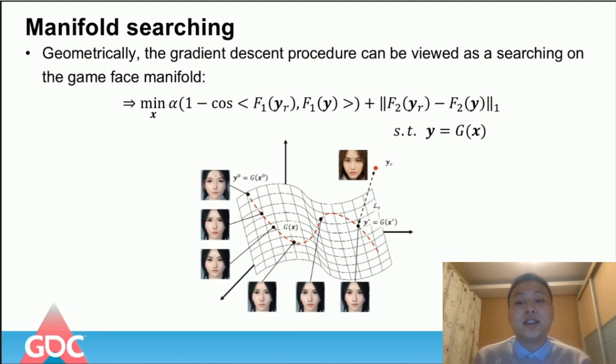Geometrically, the imitator Gx is a low-dimensional manifold in the high-dimensional image space, so the gradient descent procedure of solving the facial parameters can be viewed as searching for the nearest point to the input image, measured by the defined facial similarity.